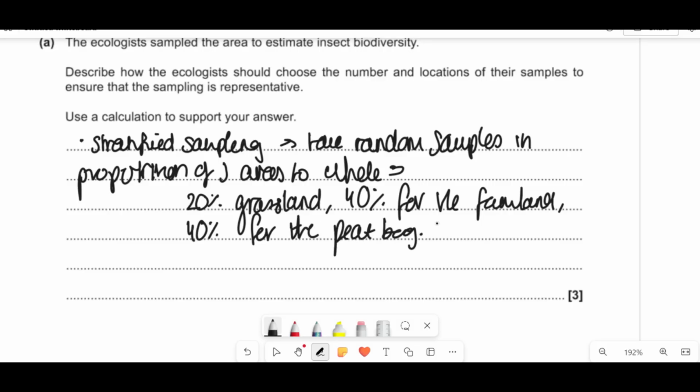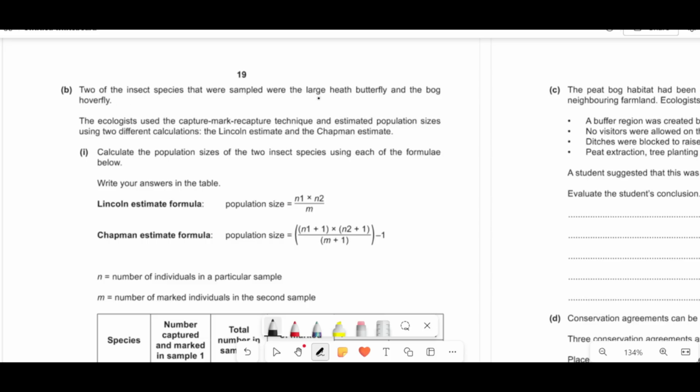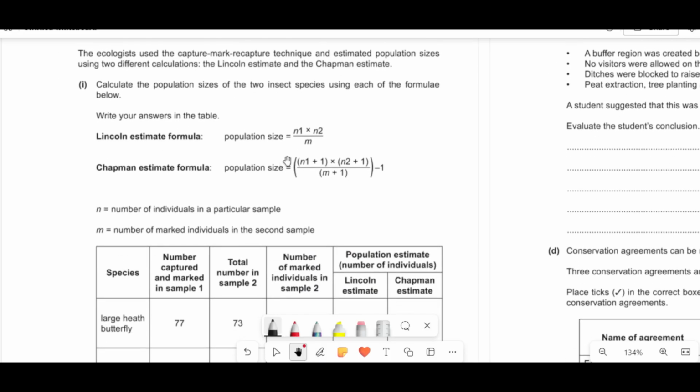There you go. 2 of the insect species that were sampled were the large heath butterfly and the bog hoverfly. The ecologists used the capture-mark-recapture technique to estimate the population sizes in 2 different calculations.